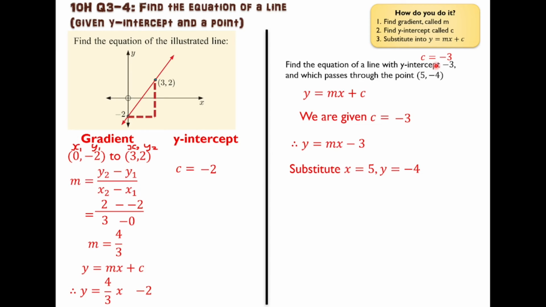How, you ask? Well, this point lies on this line. So if I replace x with 5 in this equation, and I replace y with -4 in this equation, then I will get a true equation which I can solve. And that will give me my answer for m.